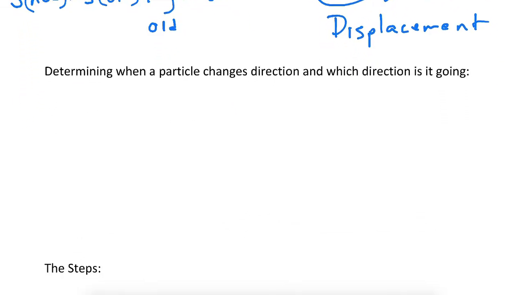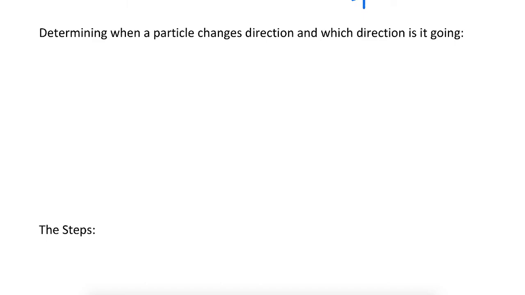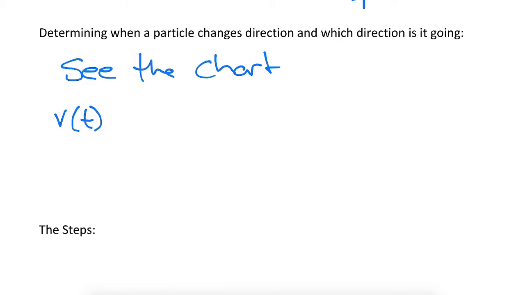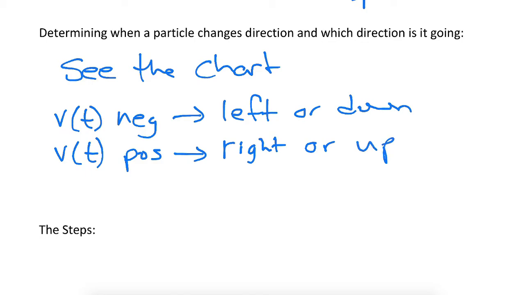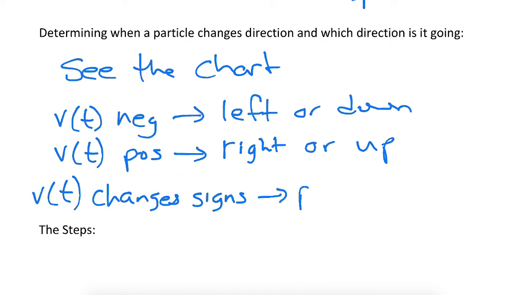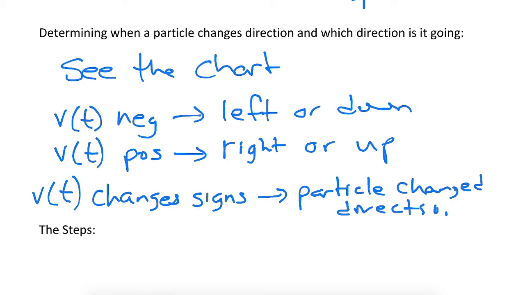Okay, determining when a particle changes direction and when it's going. Really see the chart. Generally speaking, if v of t is negative, the particle is moving left or down. If v of t is positive, the particle is moving right or up. So when v of t changes signs, then the particle changes direction. So if v of t is equal to 0, the particle is stopped.